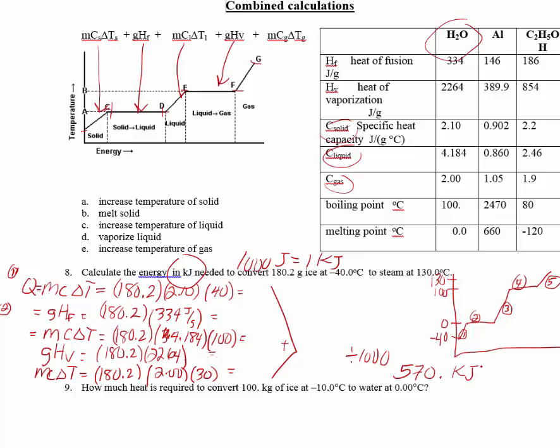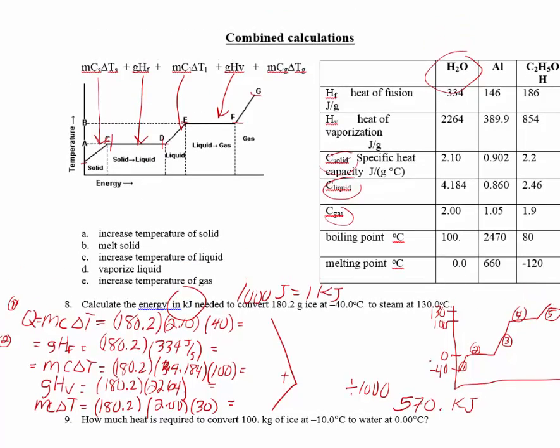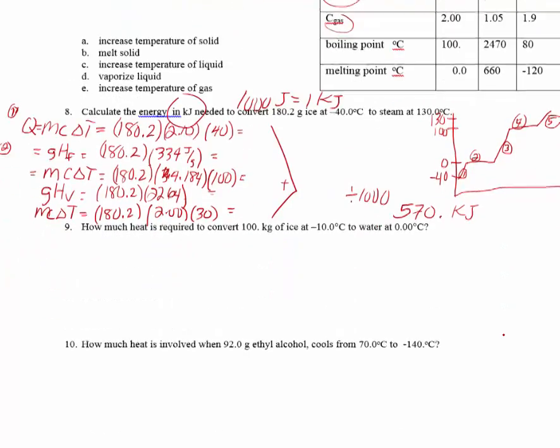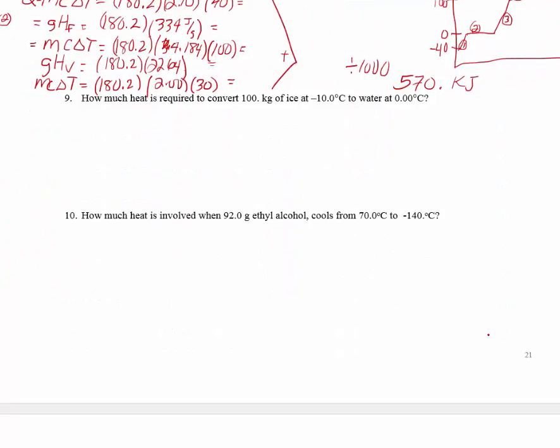That's how much energy it takes to bring that 180.2 grams all the way from negative 40 degrees up to 130. And I can't just do it with one mc delta T because we have phase changes to worry about, and you have different states. Okay, so let's try another one. And I promise that's the worst.